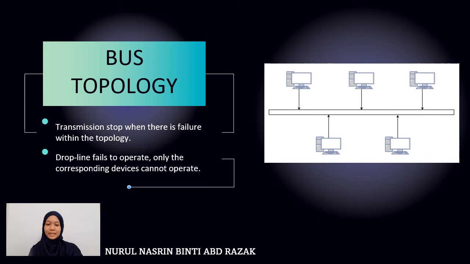In the bus topology, the transmission stops when there is a failure within the topology itself. When the drop line fails to operate, only the corresponding devices cannot operate.